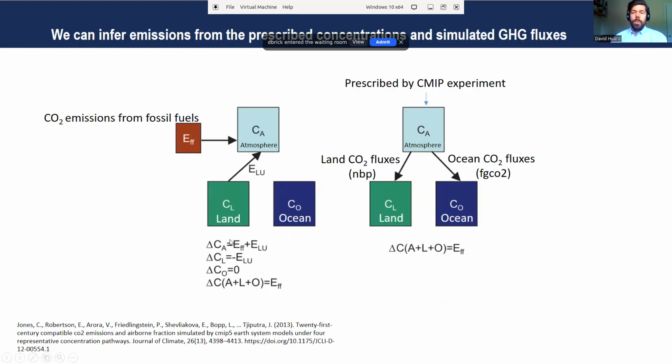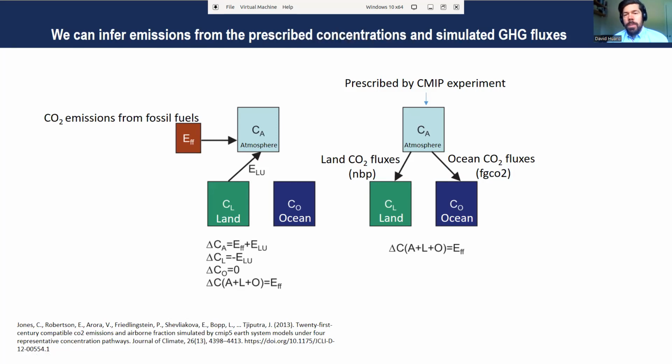And to do that, we need to backtrack basically from the concentrations that are prescribed to GCMs to emissions that I can compare to those probabilistic emissions from integrated assessment models. And the way we can do that, if you look on the right of this figure, is that we have time series of atmospheric concentrations for carbon dioxide, which is prescribed to GCMs by the CMIP experimental design.